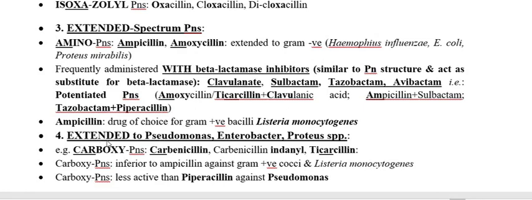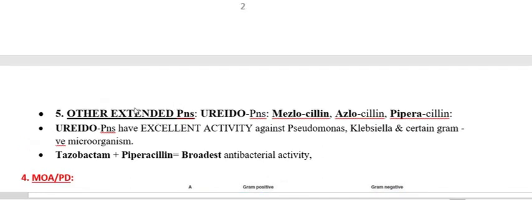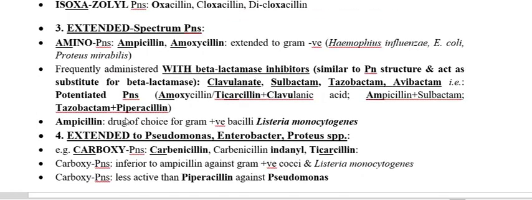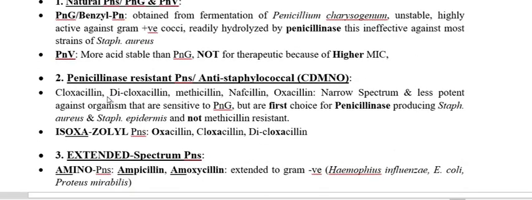Then extended spectrum penicillins that act against Pseudomonas, Enterobacter and Proteus. So they are called extended spectrum penicillins with activity against Pseudomonas, Enterobacter and Proteus. And the last one is again an extended penicillin, but this one is better than the others that we have mentioned. But these all are semi-synthetic penicillins, except the natural one.